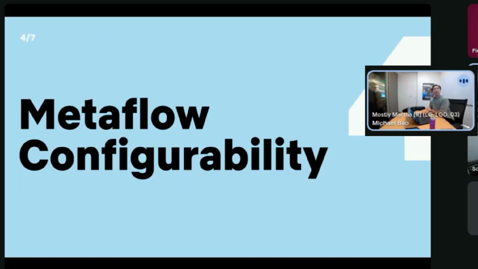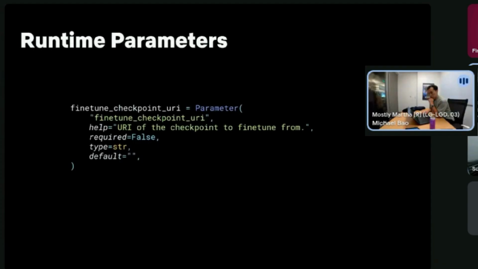Next, I'm going to briefly talk about how we configure our Metaflow flows to be able to provide this service. Obviously the first thing is just your very basic parameter. These are things that we want users to specify at runtime. Nothing particularly crazy about this. For instance, we could have them specify a checkpoint that they want to fine tune from. That gets passed in as a parameter, and that works great.